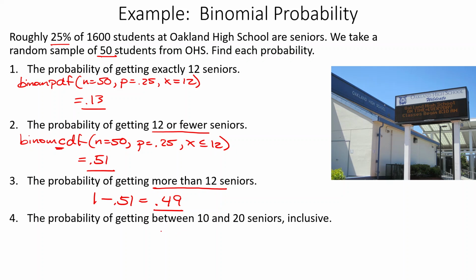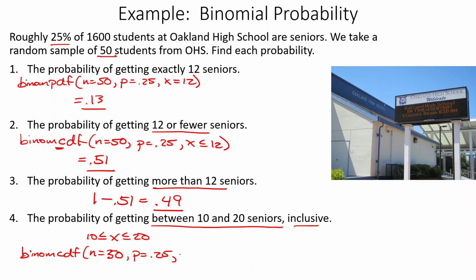All right, now here's the last one, the tricky one, between 10 and 20 inclusive. So that means we could equal 10, so x would be less than or equal to 20 and greater than or equal to 10. So what we do for things like this, we do CDF, we start with the 50, like our sample size. Our p is still the 0.25, and we start with the bigger number, 20. X equals 20. All right, and that would give us all the samples that would be 20 or less.